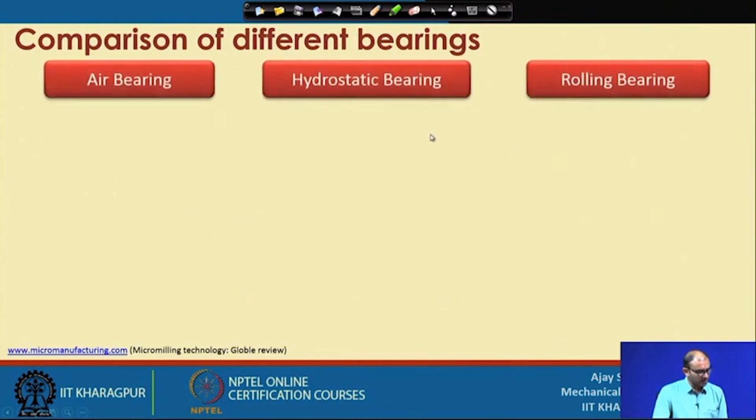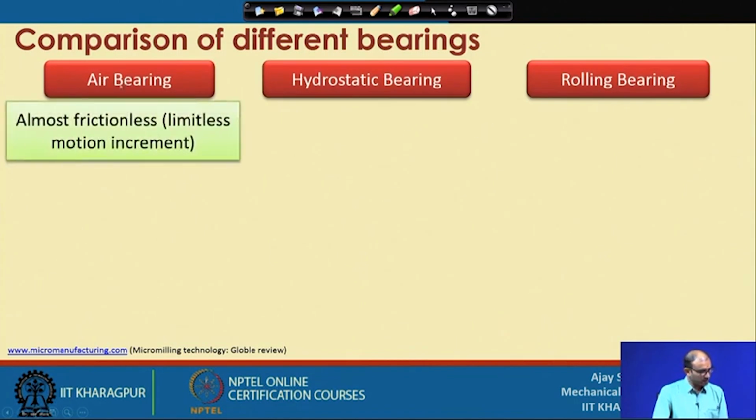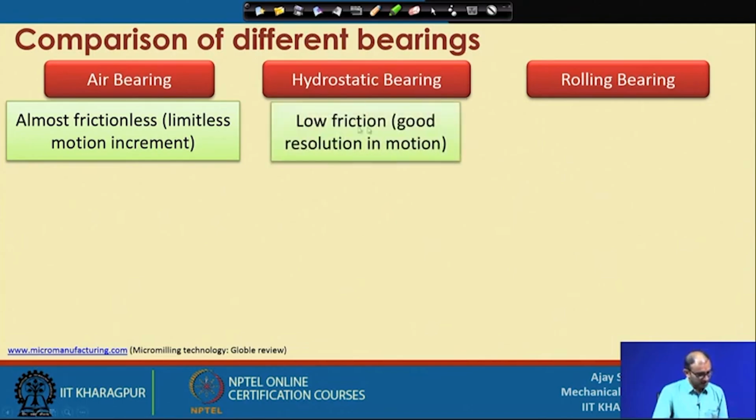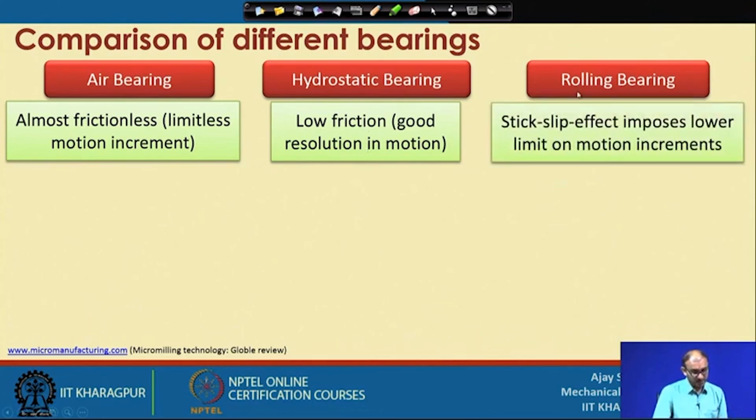Now, let us see the comparison between all three. Air bearing is there, hydrostatic bearing we have seen, and we have also seen the roller bearing. Here we have seen that it is almost frictionless and limitless motion increments are possible, because whatever the finest increment is possible by the encoder, you can give that motion. Here it is low friction, because we are still using liquid, and the liquid viscosity plays an important role. And here it is stick slip, because it is a mechanical contact between the two surfaces and that is creating a problem in getting frictionless surfaces.